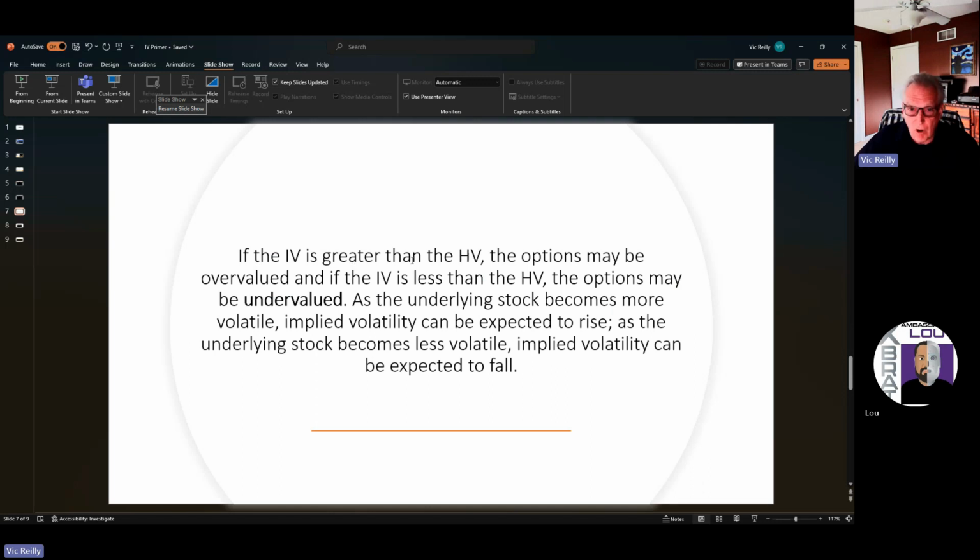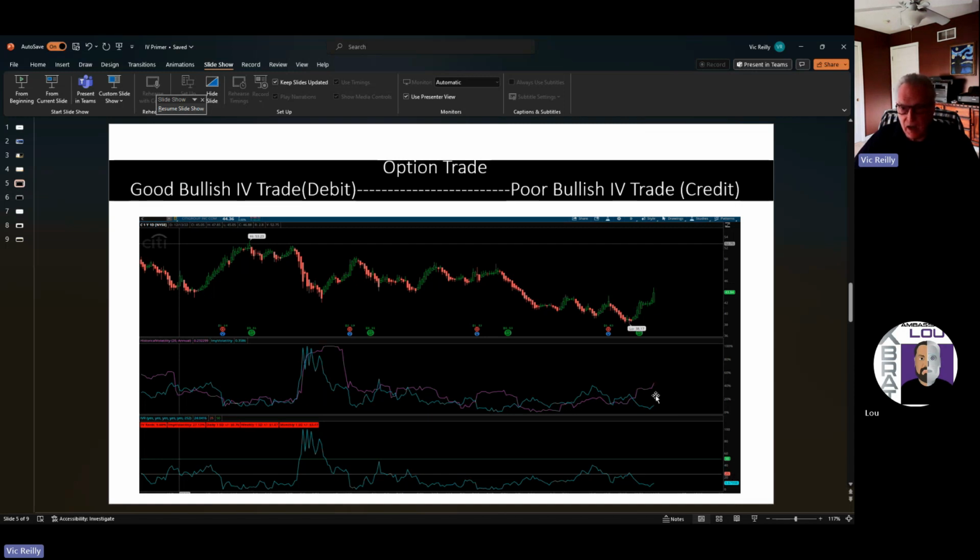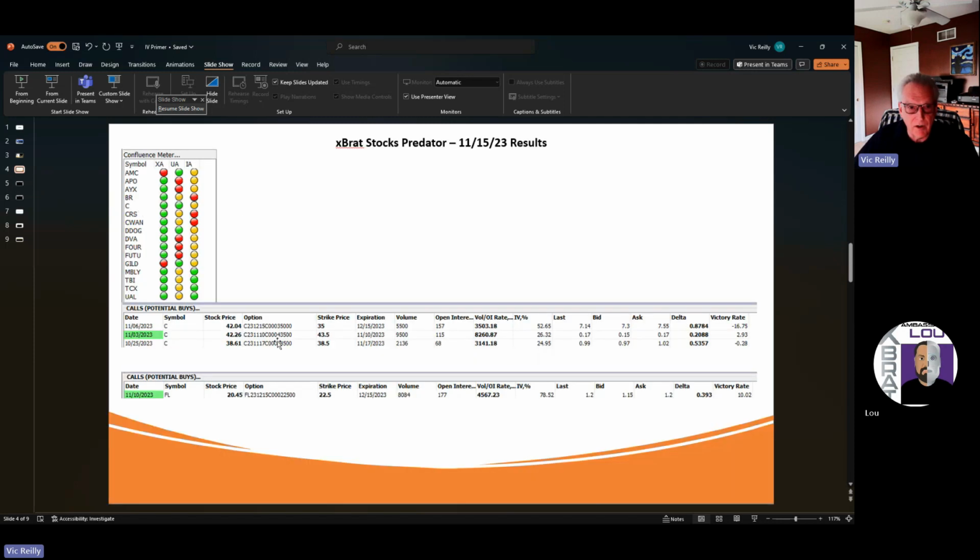Which brings me up to the statement: if the IV is greater than the historical volatility, the options may be overvalued. And if the IV is less than the historical value, the options may be undervalued. And that's what you're looking for. You're looking at historical volatility, and in this case, it is underneath, so it is undervalued. It also checks the box for implied volatility ranking or percentage. So both of these situations bode well, along with what we saw on the stock predator, that this would be a good long call trade possibility.